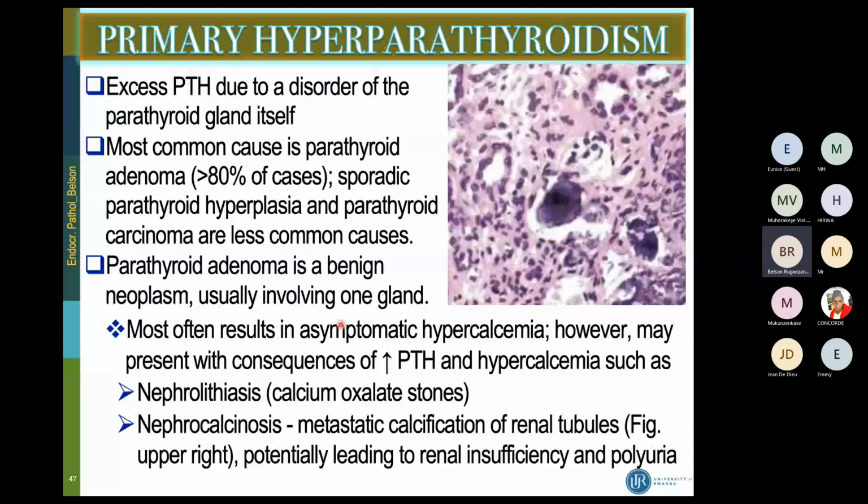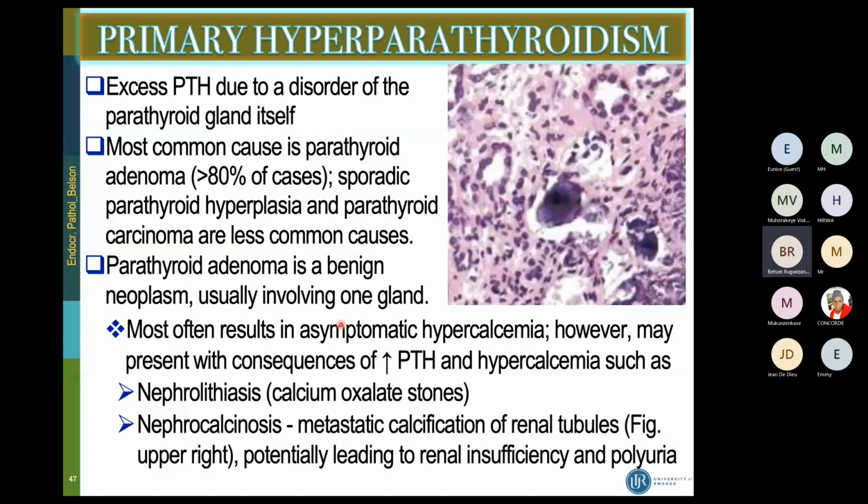The most common cause is the parathyroid adenoma. As I understand, it is a benign tumor arising from this gland, and it represents more than 80% of the cases of hyperparathyroidism. Sporadic parathyroid hyperplasia is another cause, so only hyperplasia, not adenoma. Parathyroid carcinoma is also a cause, but it is not as frequent as the adenoma itself. Parathyroid adenoma is a benign neoplasm, usually involving one gland, not all four glands, while hyperplasia usually affects more than one gland.